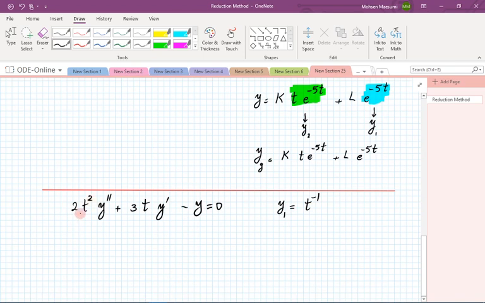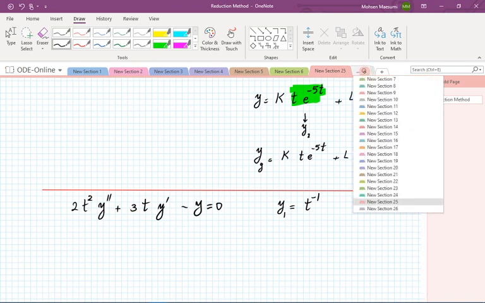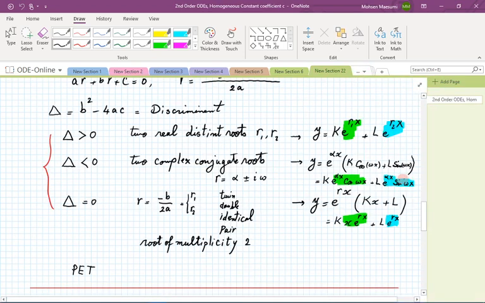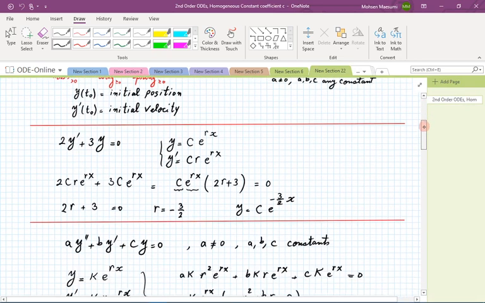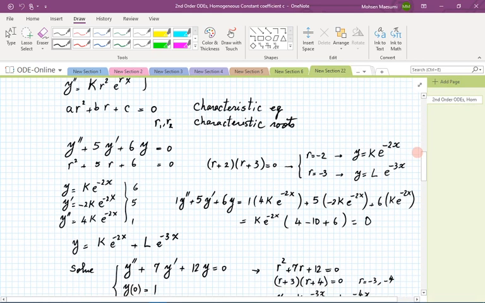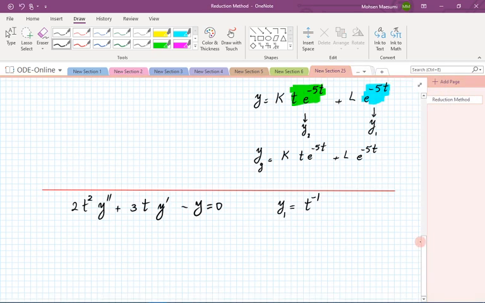I want to emphasize that this equation is very different from what we had seen before. Let me just remind you again, in this lecture, the type of problems we had seen here: these coefficients were just constant numbers, and then we made a characteristic equation and solved it, and we had a simple recipe. What we are facing now is that the coefficients are variable, and that requires a more sophisticated approach, and that's what we are doing here.